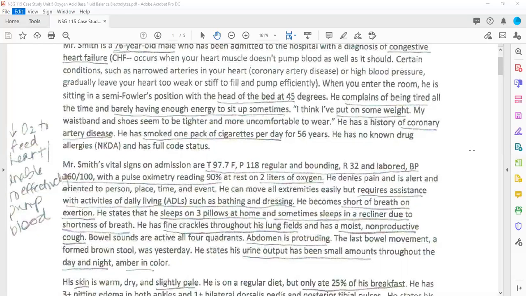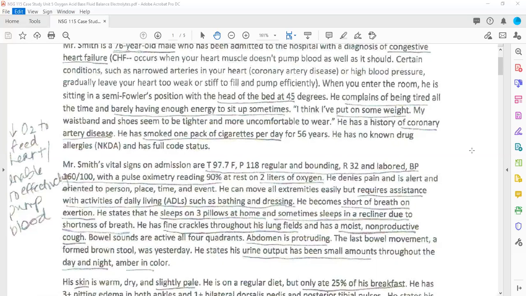So he's working really hard and it's beginning to not really compensate. So meaning is even with his hard work, he still has a low O2 sat. He denies pain, is alert and oriented, so that's good. He can move all extremities easily, that's good. But he requires assistance with activities of daily living, such as bathing and dressing.